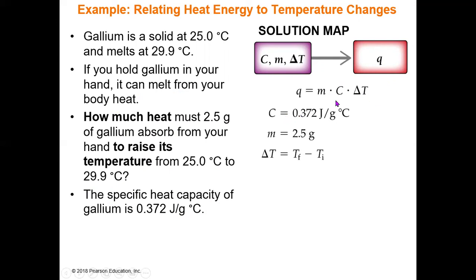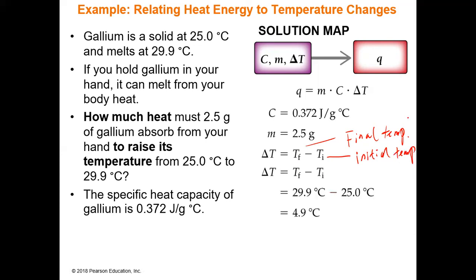Probably before you plug them in, you have to calculate the delta T, because usually the problem will tell you the TF, which means final temperature, and also tell you TI, the initial temperature. If you know these two, do the subtraction and get delta T. Your delta T may be positive or negative, depending on the TF and TI.